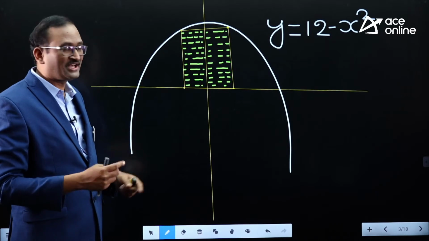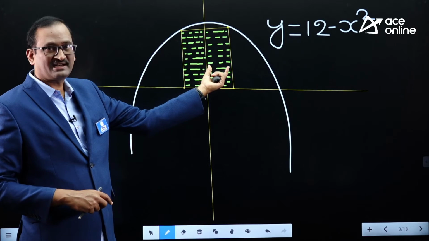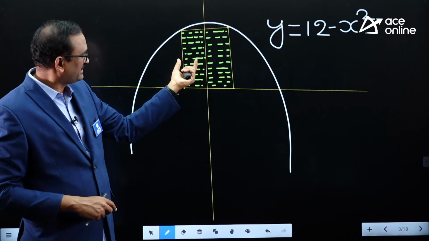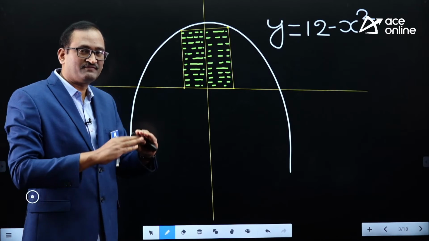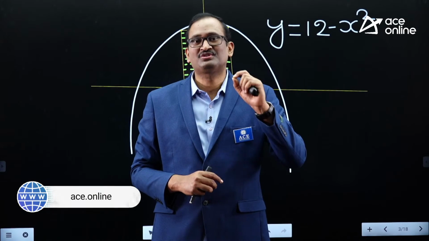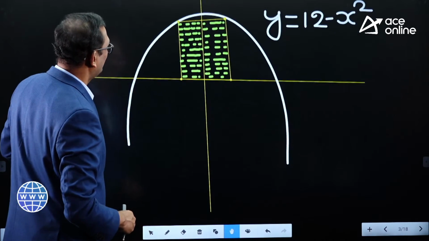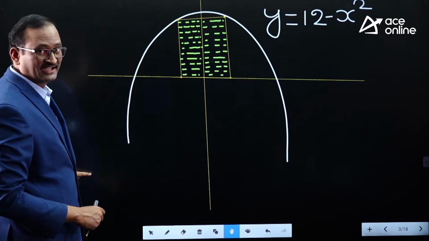Therefore, the area of the rectangle is side into side, meaning x into y. This rectangle has area xy, and this rectangle has area xy. Therefore the total area is xy plus xy, that is 2xy. Let us continue this. Remember the diagram once again.